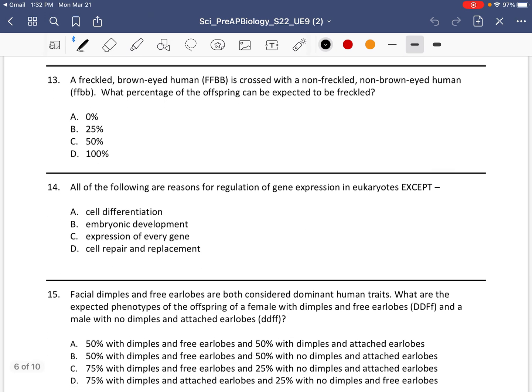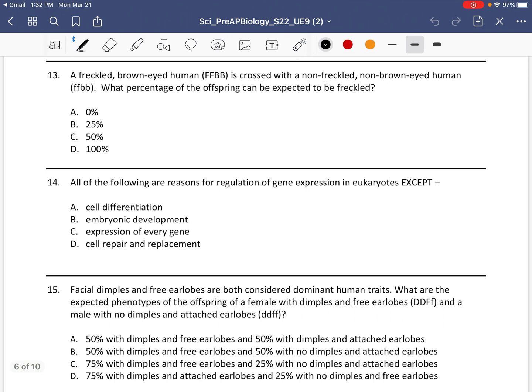Question 13. A freckled, brown-eyed human, capital F, capital B, is crossed with a non-freckled, non-brown-eyed human, lowercase f, lowercase b, lowercase b. What percentage of the offspring can be expected to be freckled? A. 0%, B. 25%, C. 50%, D. 100%.